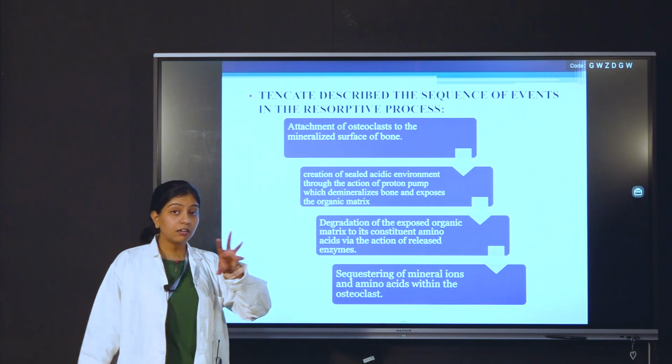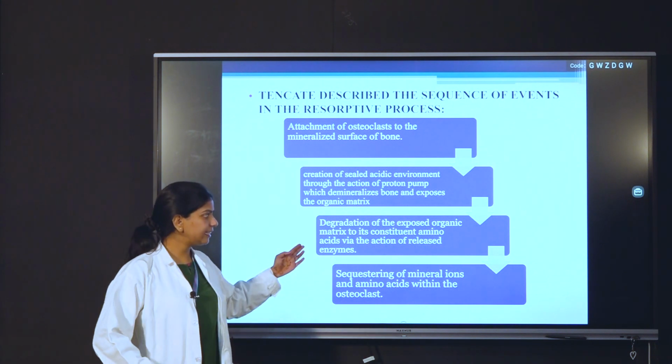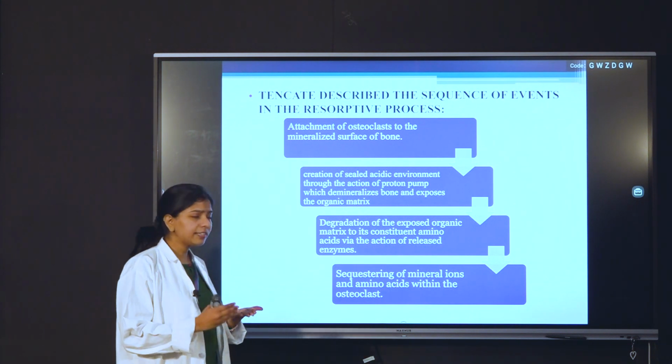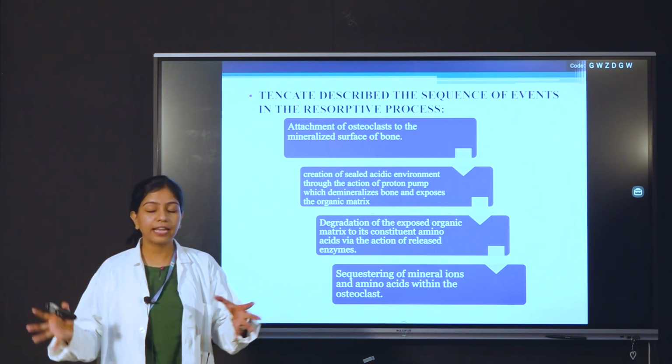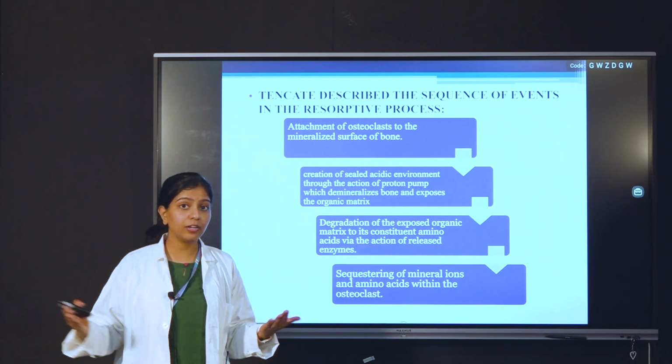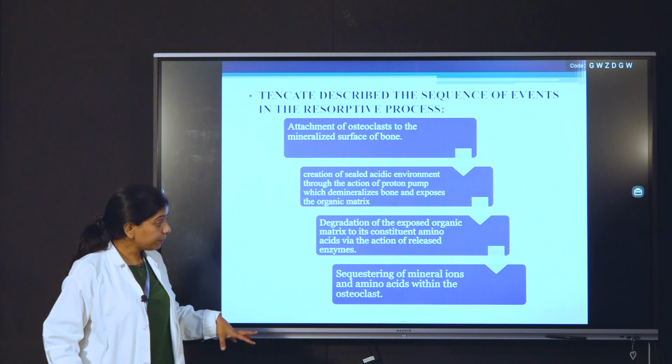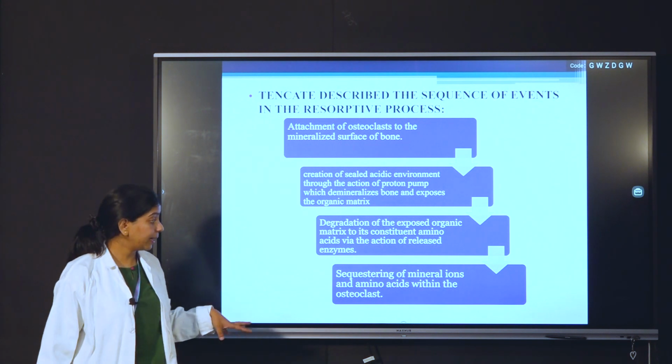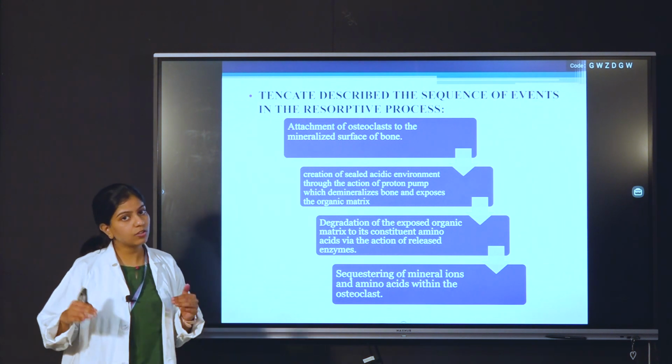After the organic components of the bone are exposed, there is degradation of this organic matrix to constituent amino acids. So the organic components get broken down into amino acids. Finally, the mineral ions and the amino acids are broken down within the osteoclast.